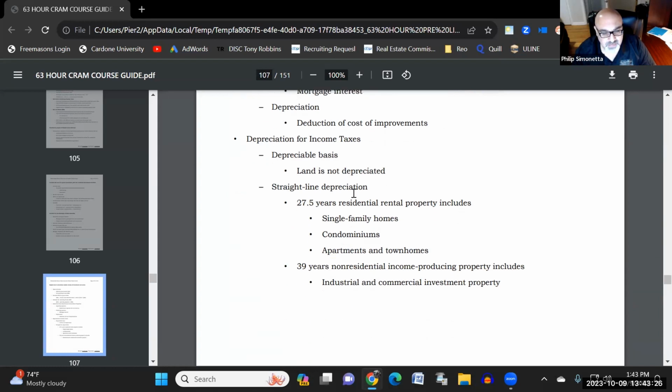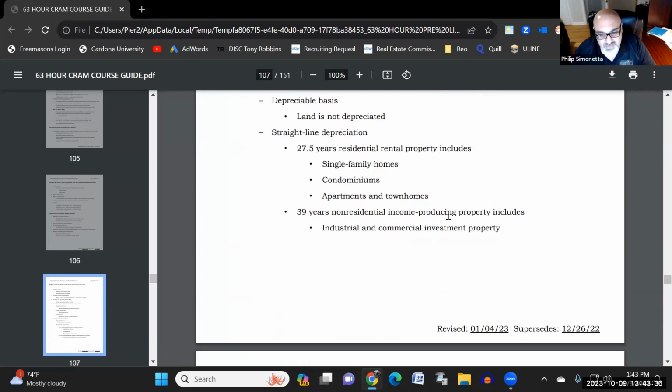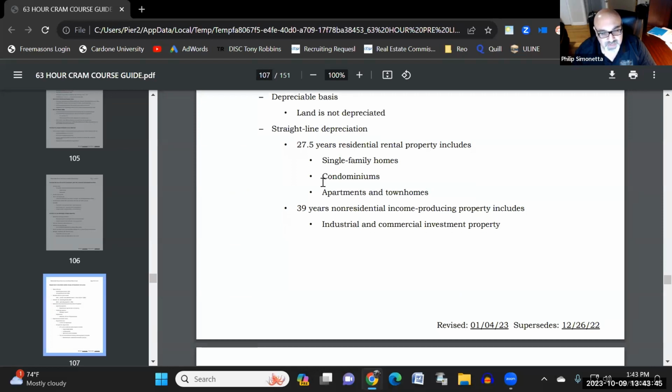And your straight line depreciation is 27.5 years for residential property, and that includes single family, condominiums, apartments and townhouses. 39 years for non-residential income producing properties, and that includes industrial and commercial investment property. Okay, 39 for commercial, 27.5 for residential, right?